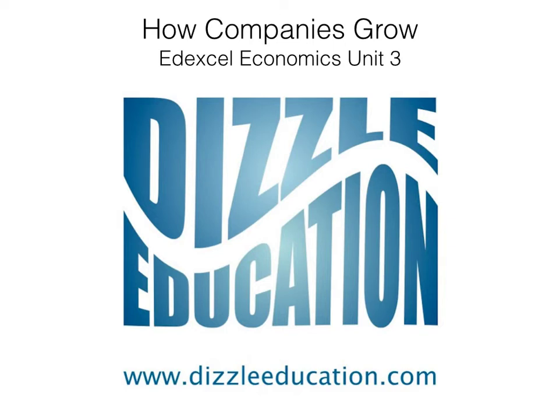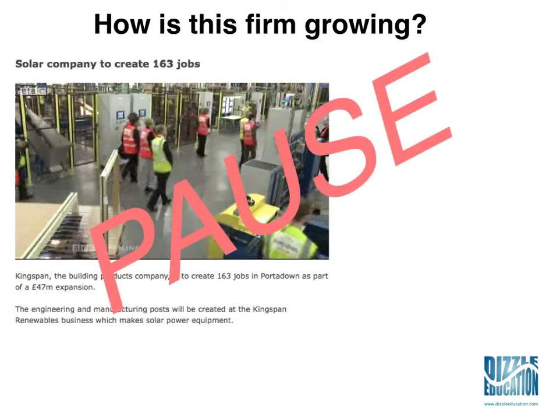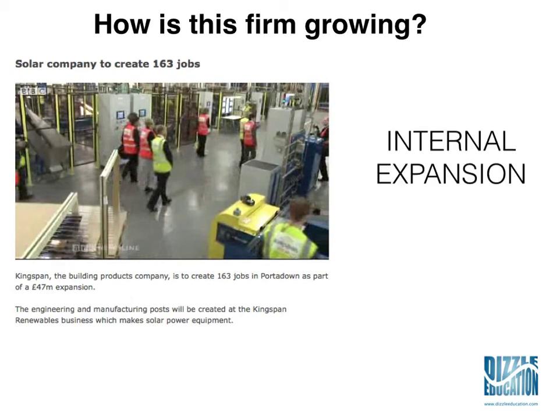This video is for EdExcel Economics Unit 3 and it's focusing on the topic of how companies grow. First of all, have a look at this case study, pause the video, think about how this company is growing, how you would define that. In this case, this company is spending £47 million of its own money to expand and grow its business. We would call that an internal expansion.